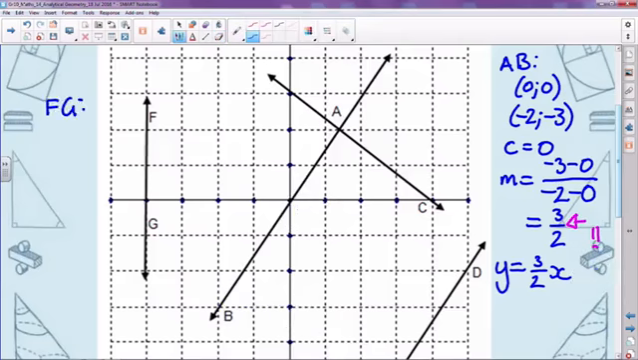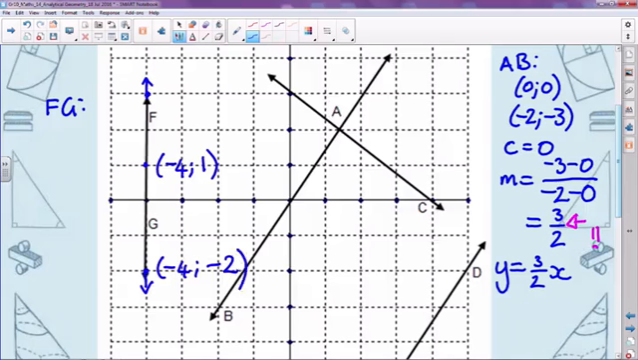Now for FG, it's going straight up and straight down, which means the whole way along, x has one consistent value. Over here, x's value is -4 and y's value is 1. Over here, x's value is -4 and y's value is -2.